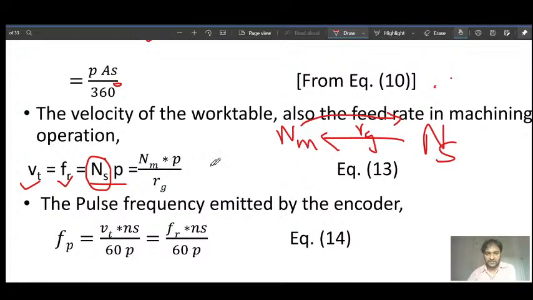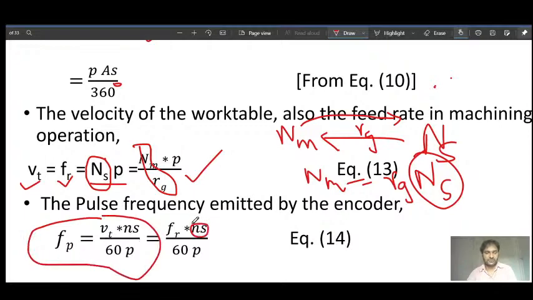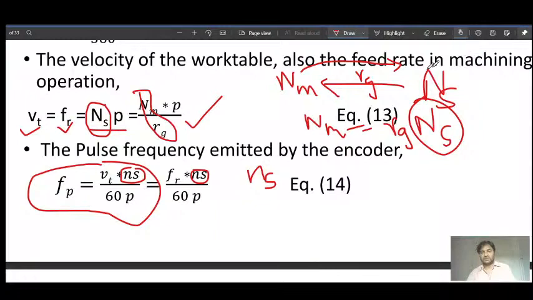So NM, as we know, is RG into NS. Simply replace NS with NM by RG, and we have got the velocity. The pulse frequency is given by Vt, and these two values read as AS subscript NS. Pulse frequency, the same concept.